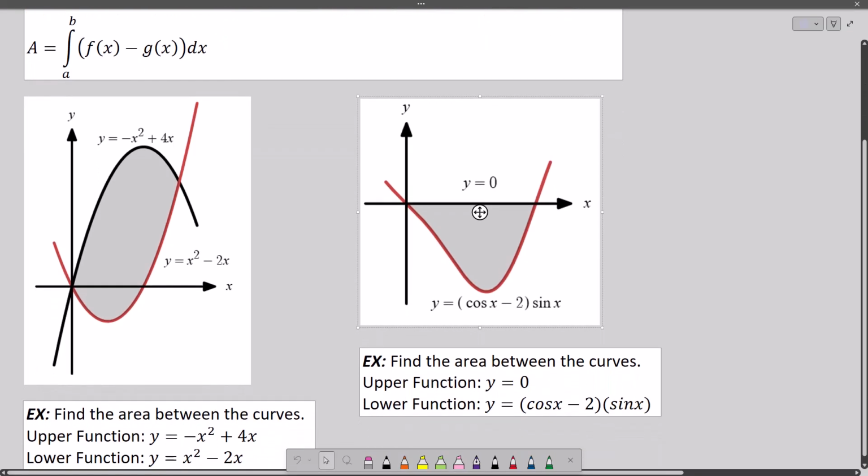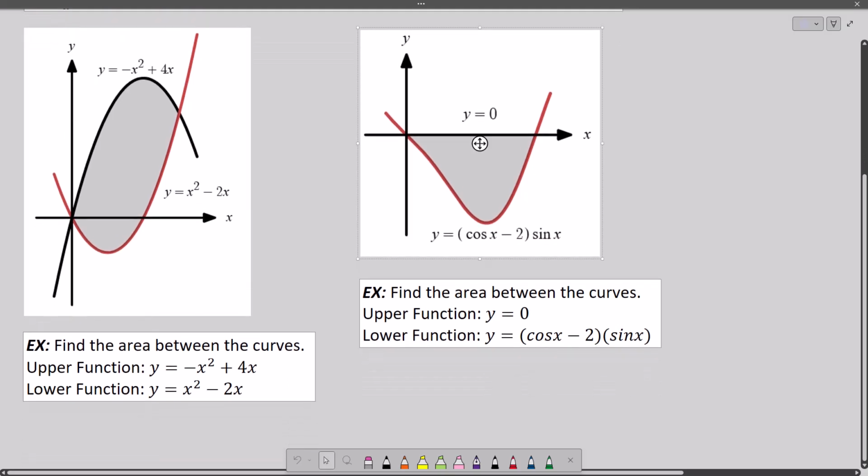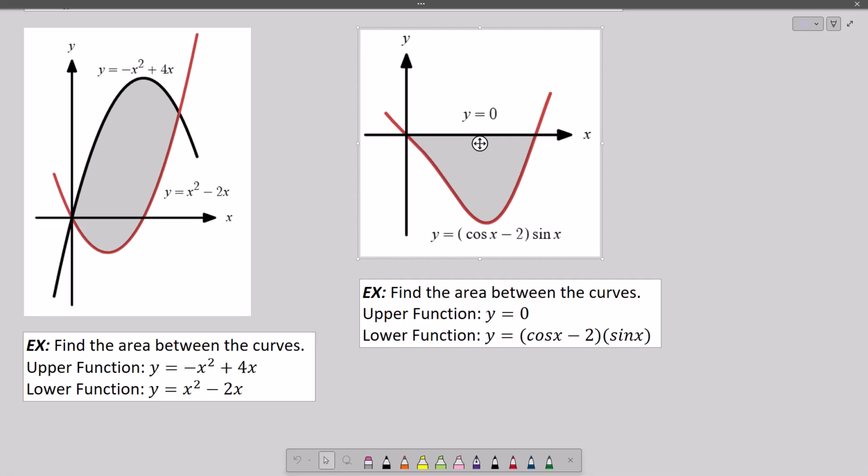If we look at those two functions here, I put the upper function in black, the lower function in red. In this scenario where we're using the x-axis as the upper function, that upper function is y equals 0, or if you use f and g, then f of x is 0, and g is the lower function.